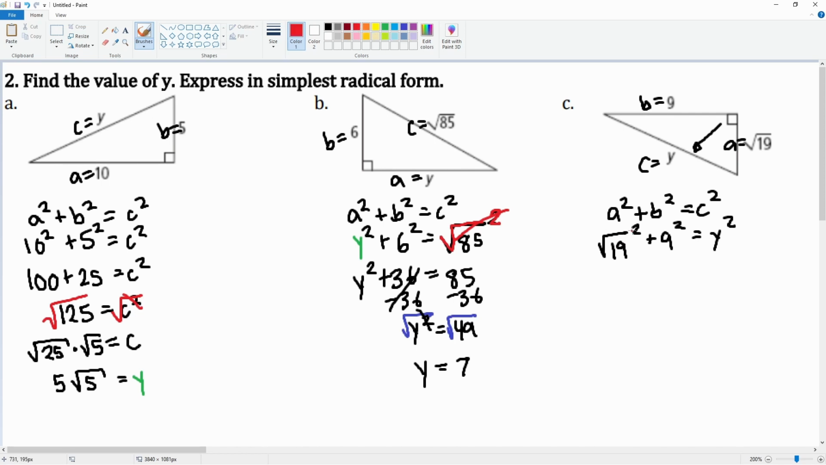The square and the square root cancel, leaving you with just 19. The 9 squared becomes 81. The y squared remains itself. Now we do 19 plus 81, which becomes 100, equals y squared. To get y alone, we square root both sides. The square and the square root cancel, leaving just y. The square root of 100 is just 10. So there you go. That is how you solve for the missing side of a right triangle.